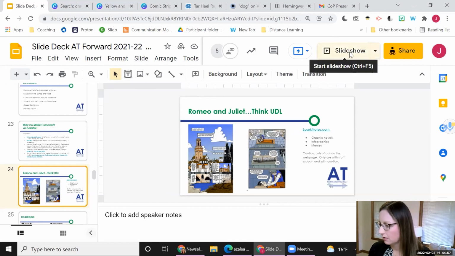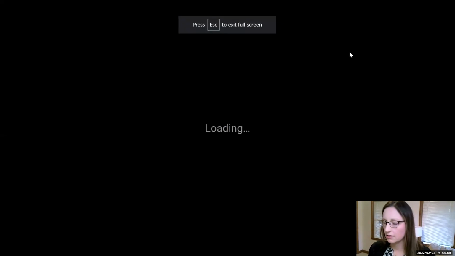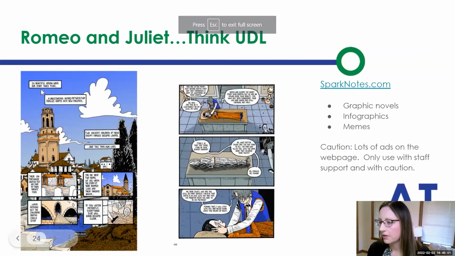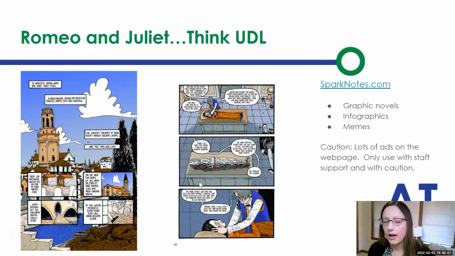I'm going to go back into slideshow mode so you can see it a little better. But this is Romeo and Juliet. And so again, it sort of makes it into a graphic novel for that engagement piece, for somebody who might really have difficulty comprehending. It's not going to give you the full text of Romeo and Juliet, but maybe summarize the main common themes.